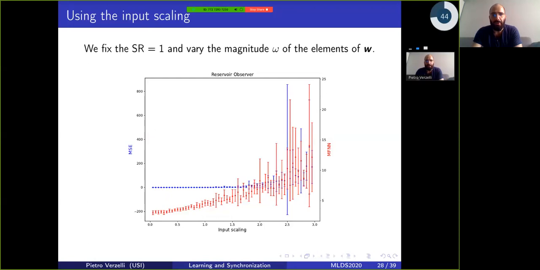And if we fix the spectral radius and use another parameter like the input magnitude, this effect remains. It's not as good as it used to be, but still you see that when the input scaling grows, the error grows as well. And so does the MFNN, the non-synchronization. So actually MFNN measures the non-synchronization. The larger it is, the less synchronized the systems are.